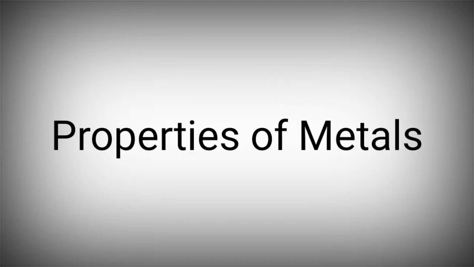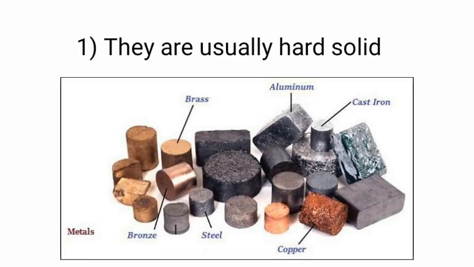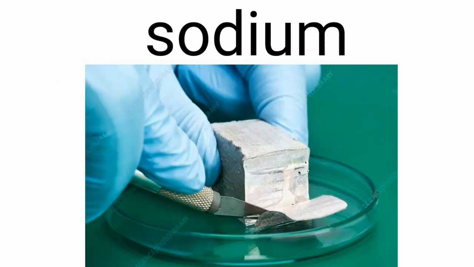Now let's see properties of metals one by one. Number one property is that they are usually hard solid. Metals are usually hard at room temperature. But there are also exceptions to this rule. That is, I said that metals are hard, but sodium is a metal. It is a soft metal and it can be cut with the help of a knife. So sodium is a soft metal, okay?